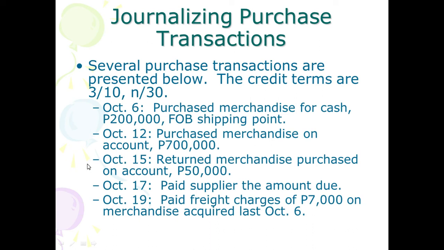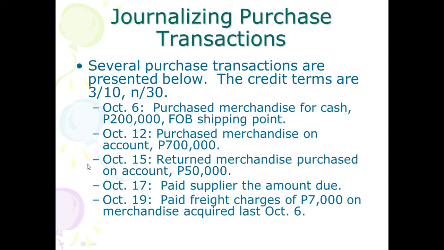Okay, so let's try to see if the entries that you made were correct. I hope that you did make the entries. If you have not finished yet, then please hit pause before we reveal the correct answers. Alright, let's start with October 6. Purchased merchandise for cash, 200,000. Because what you are purchasing is merchandise, we will debit purchases, 200,000, and credit cash, 200,000. By the way, if it doesn't mention periodic or perpetual, we use the periodic inventory system. That's why we debit purchases and credit cash.